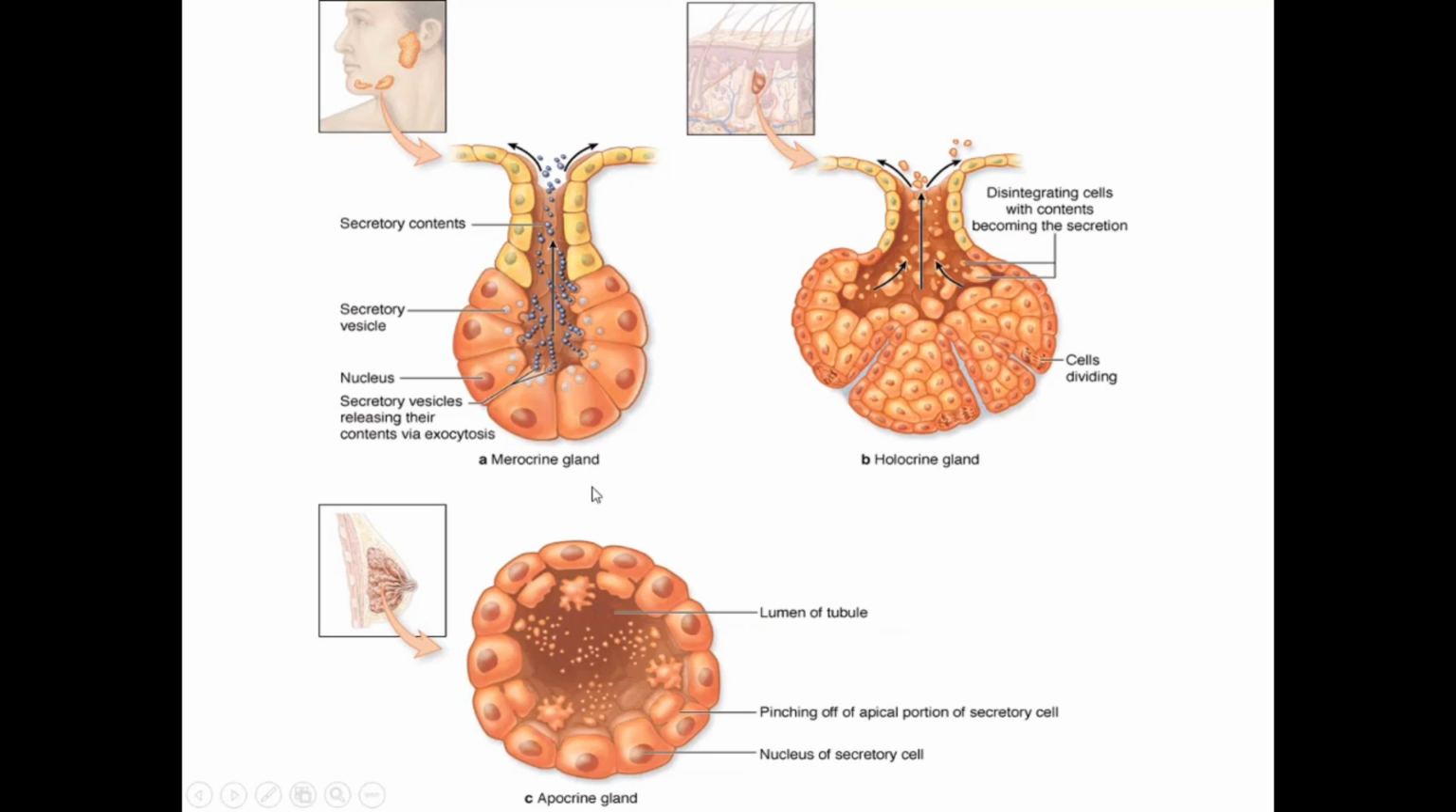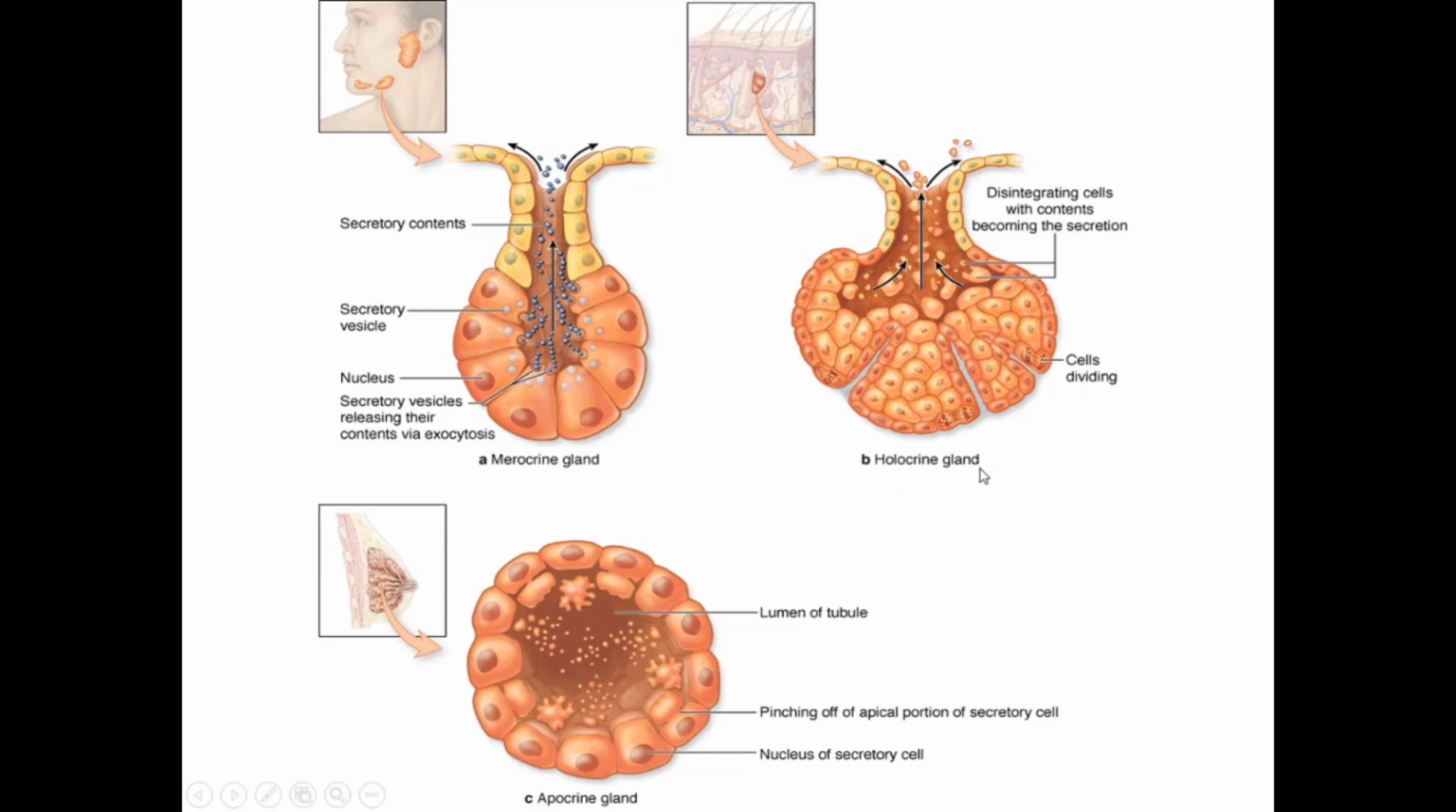Let's see some examples for these glands. Merocrine: most of the glands secrete by the merocrine mechanism. For example, here you can see the salivary glands, three of them: the submandibular, sublingual, and also the parotid salivary gland. All of them are merocrine glands. Also the pancreas, also the liver, all of them are merocrine glands.